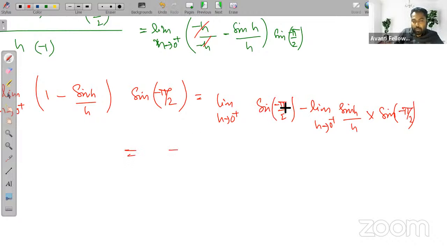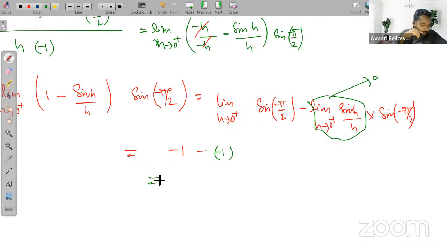Minus sin of π/2. Sin of -π/2 is minus sin of π/2, and sin of π/2 is 1, so this becomes -1. Minus this becomes 1, the limit of this will be 1. This limit will be 1, and sin of -π/2 is -π/2, sin minus of sin π/2, that is -1 also. So is the limit 0? Yes, we are getting 0. 1 minus 1 plus 1, that is 0. So the answer is actually 0 here, right? I hope this is clear to all of you.